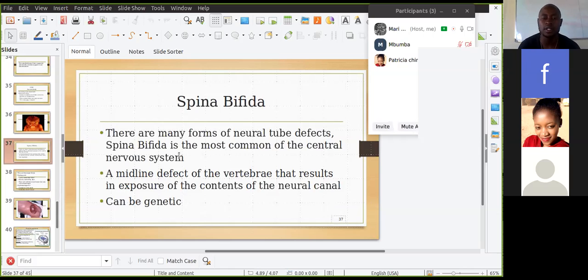Another type is spina bifida. There are many forms of neural tube defects, but above all, spina bifida is the most common in the central nervous system. It is a midline defect of the vertebrae that results in an exposure of the contents of the neural canal. This spina bifida can be genetic.